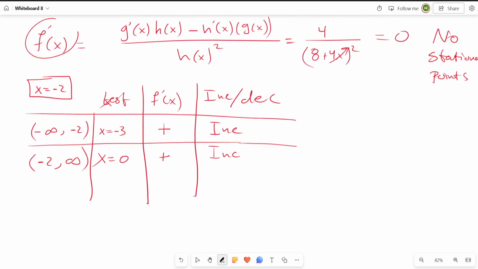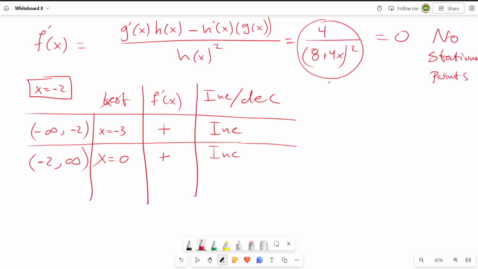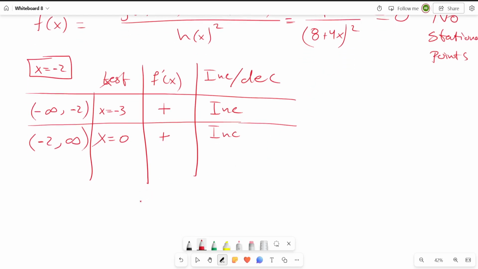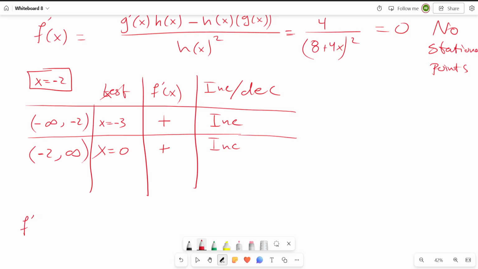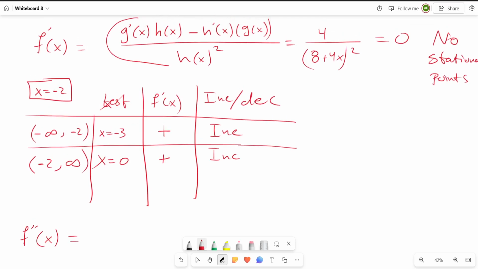So we will take this, which is this, and differentiate it one more time. So let's differentiate this over here. f double dash of x, again, is going to be a quotient derivative. So we will use the same equation over here. The differentiation of 4 is basically 0. So it's going to be 0 multiply h of x, which is 8 plus 4x all squared.